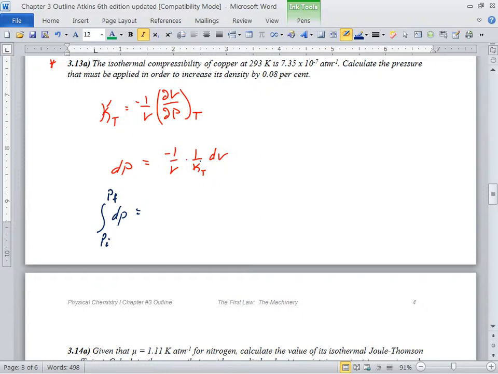I think so. Yeah, it is. It's something you get from a table. So that means, is that going to be a constant? Yeah, so it's something you could pull out of an integral. So I'm going to pull that out.